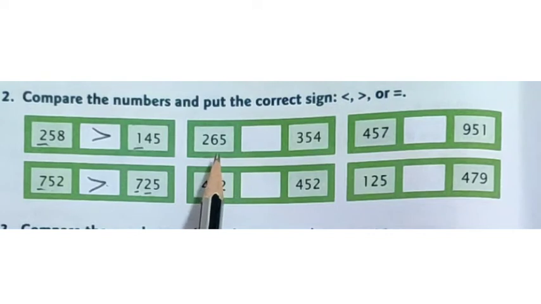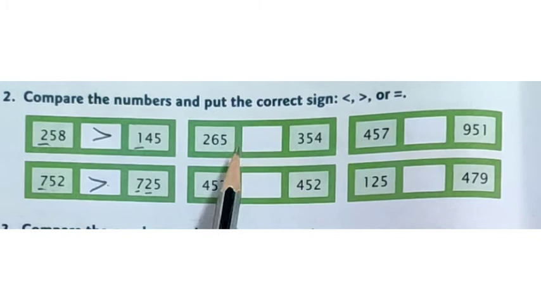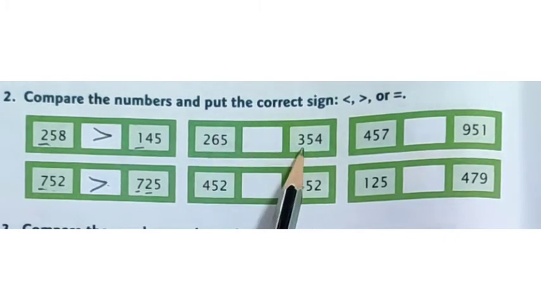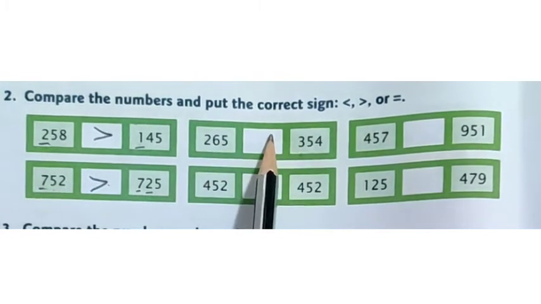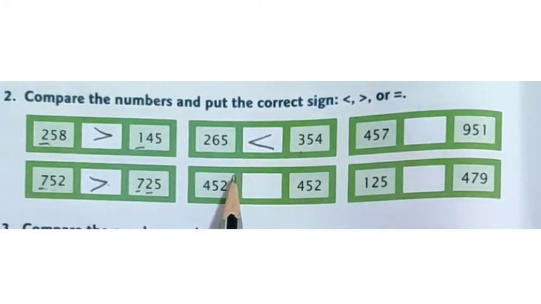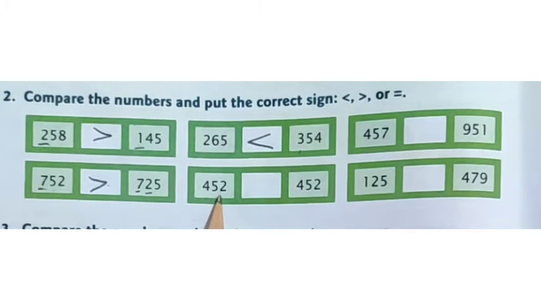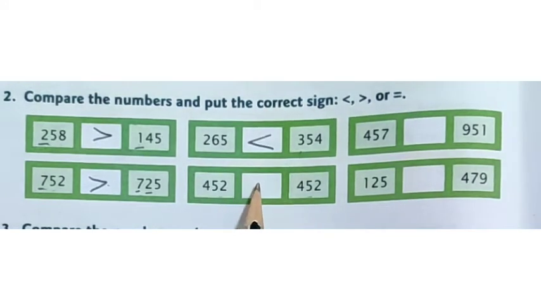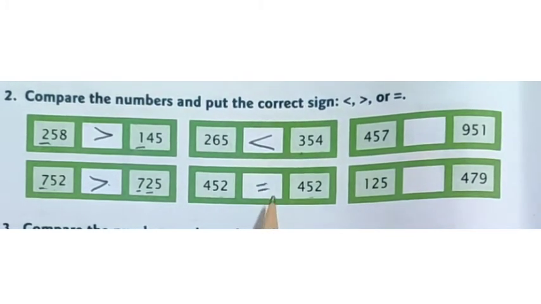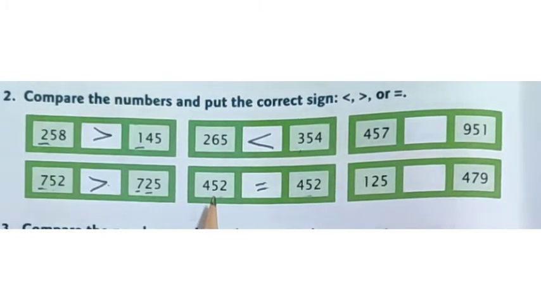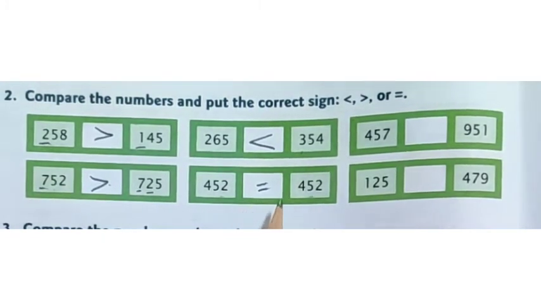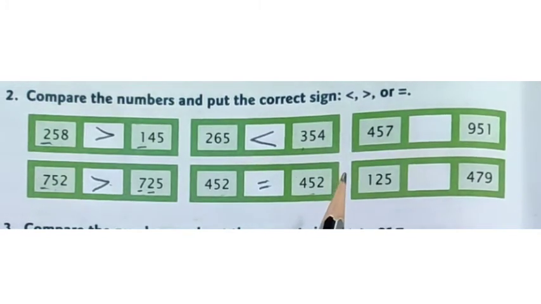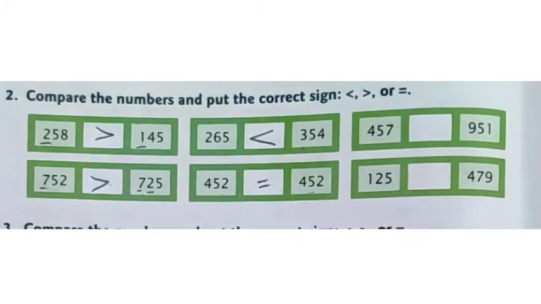Now let's move to the next question. Here we have 265 and 354. Both are 3-digit numbers. Compare the hundreds place. Here it is 2 and here it is 3. 2 is less than 3. So less than sign. Next, 452 and 452. Both the numbers are equal. So write down equal to in between these two numbers. 452 is equal to 452. Now the remaining two sums you try, children.